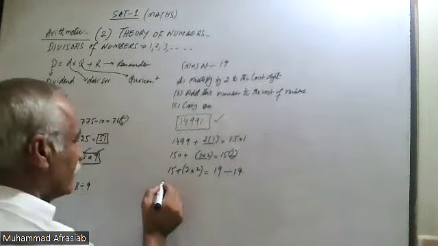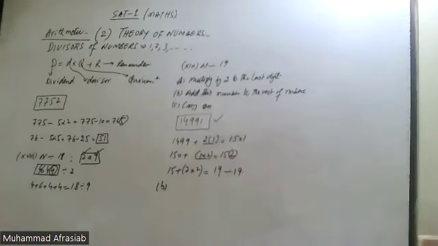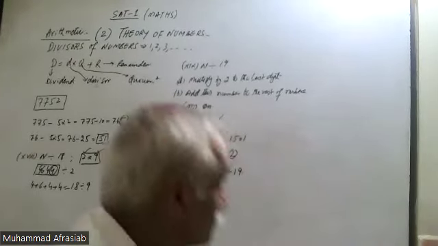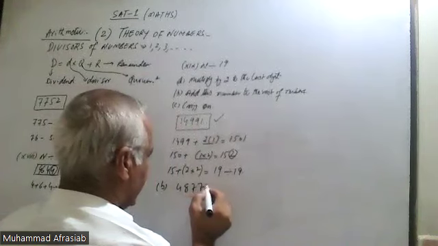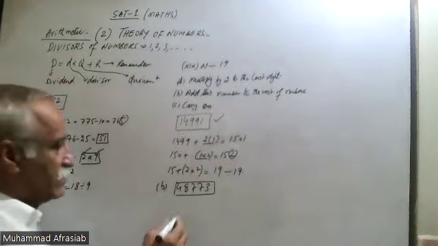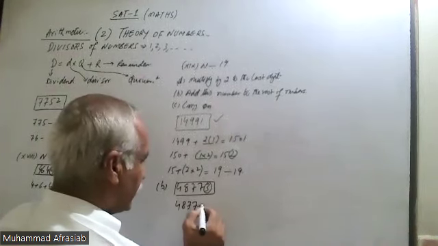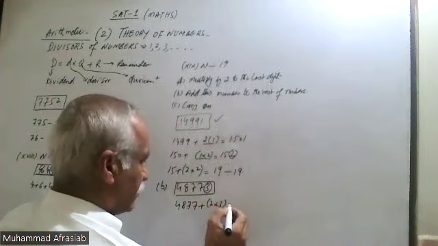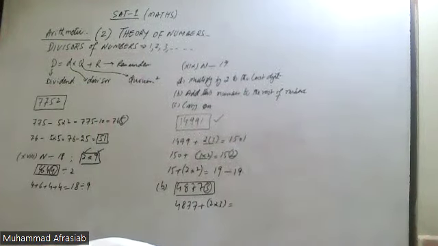We can have another example of this. Let's say the number is 48773, and we have to check whether it is divisible by 19 or not. So the last digit is 3 here. So we can write this thing as 4877 plus 2 into 3. So that thing will become 4883.